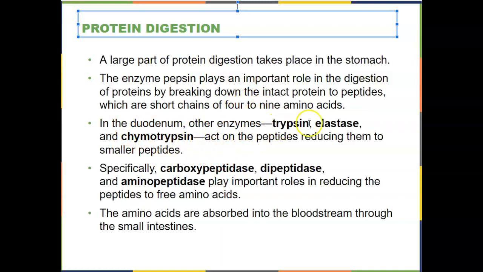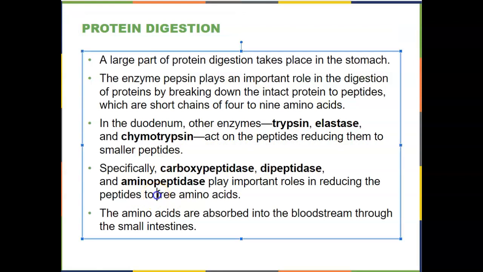Then in the duodenum, you've got trypsin, elastase, chymotrypsin right here, which are all specialists that work at either one end or the other end or the middle of a short polypeptide chain and break those things down until we get down to very small peptide chains. A few more right here that finish off that process of digestion so that the result is free amino acids that can be absorbed into the bloodstream by the cells of the small intestine, the epithelial cells right there. So trypsin, elastase, chymotrypsin, carboxypeptidase, dipeptidase, aminopeptidase are all digestive enzymes targeting proteins.